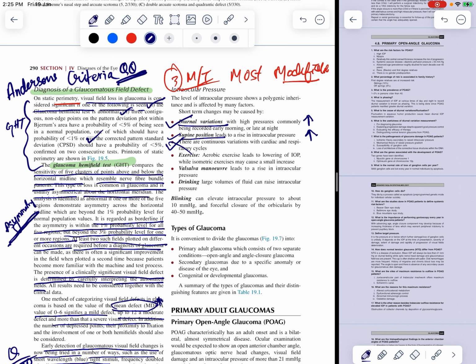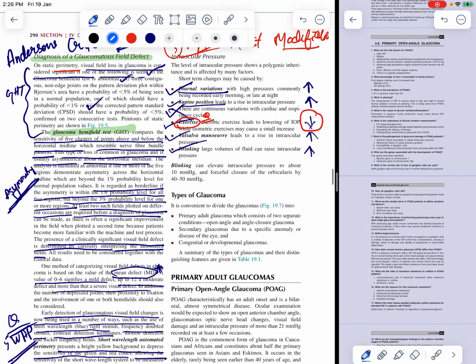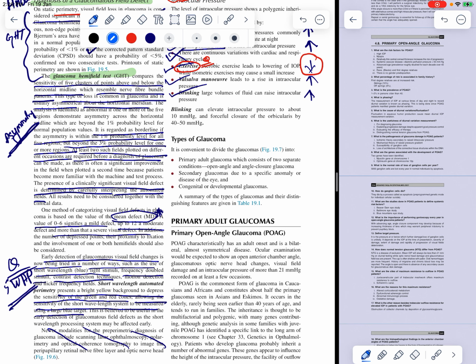Rubbish point, not needed. With exercise there is a decrease in IOP. With Valsalva there is an increase in IOP. Pani piyo, there is an increase in IOP. So one thing we must remember, while exercise we have a low IOP, and rest of the whole of this world, whatever we do, we have a high IOP. Types of glaucoma: primary, secondary, congenital.